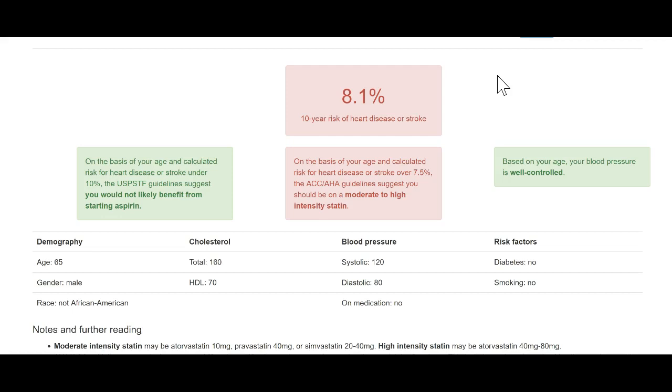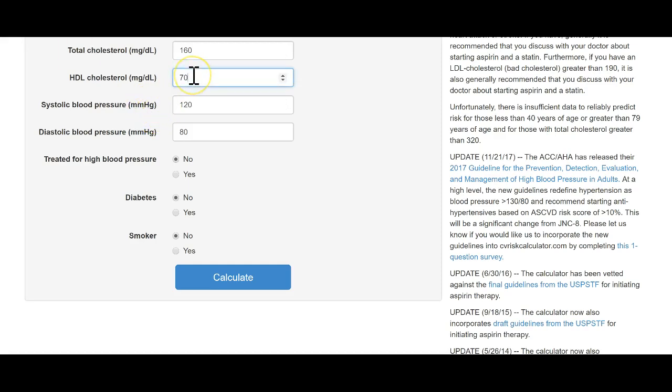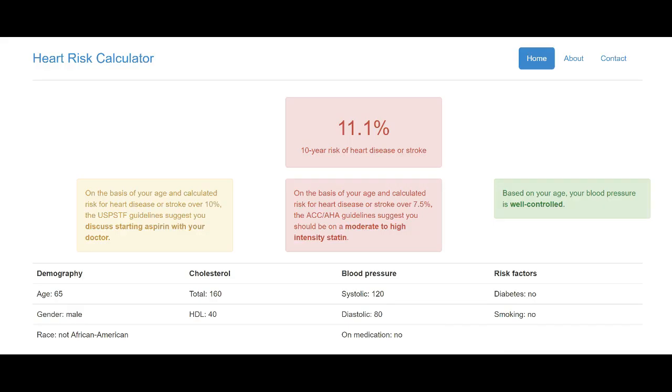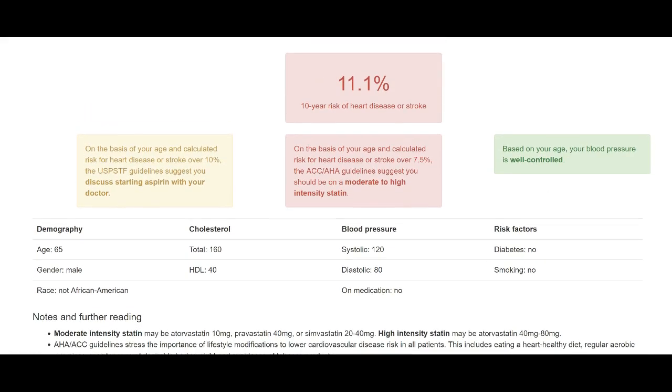If he was at 10%, like let's say his HDL was really low, like let's say 40, let's see what that gives us, 11.1%, you might want to consider, I think at that point you're probably saying, yeah, your HDL's a little bit lower, because of this total number, your LDL is probably going to calculate relatively high, so let's get you on a statin therapy immediately.